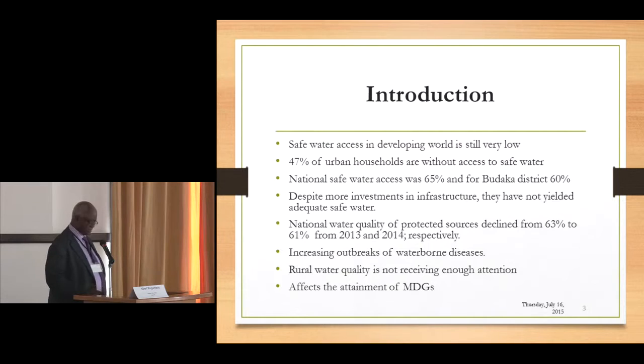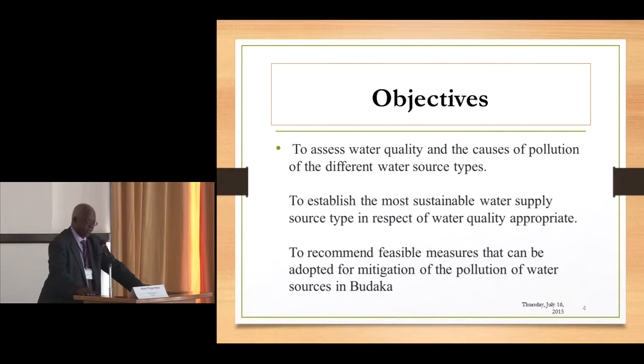The background is that access is still low. Urban households don't have enough water. Access is also about 60%. We've had a lot of investment in infrastructure, but it has not yielded safe water, and even the national water quality has gone down. This meant more outbreaks of waterborne diseases, and rural quality was not receiving enough attention. And this affects the achievement of the Millennium Development Goals.